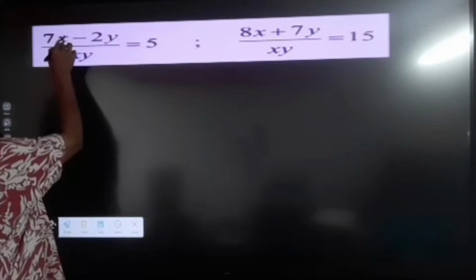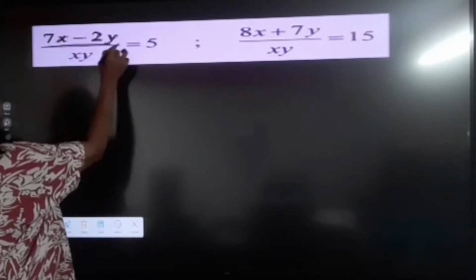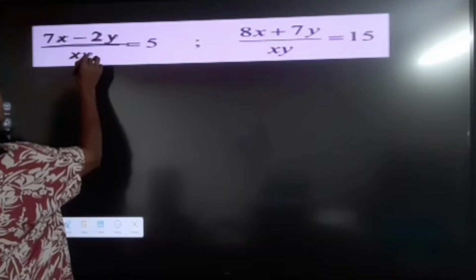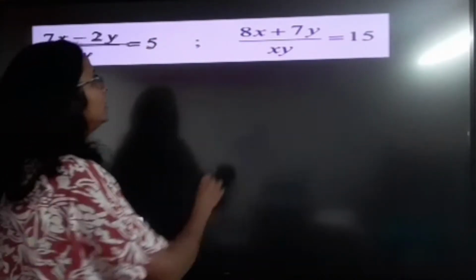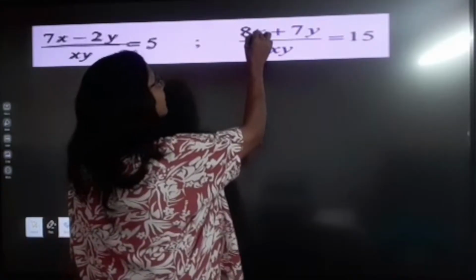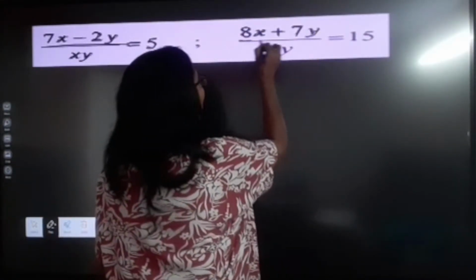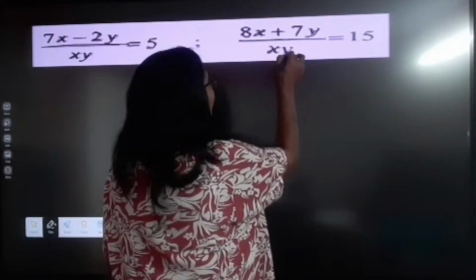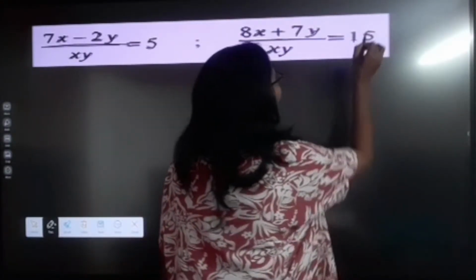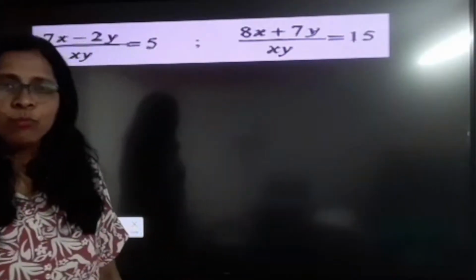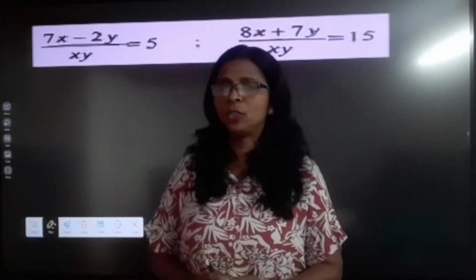7x minus 2y upon xy is equal to 5. And the second one is 8x plus 7y upon xy is equal to 15. Okay students, now here we have the two equations and we have to solve it.